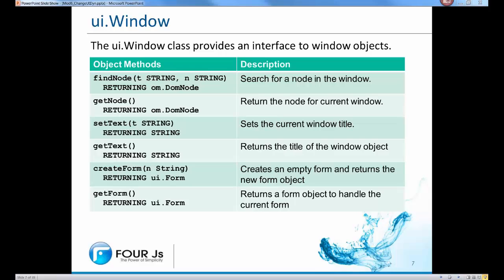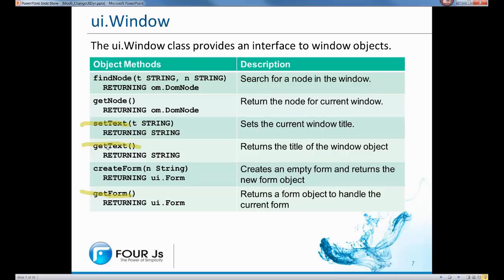Now I want to take my highlighter here and highlight 3 of these that I think you may actually use more. For example, if you want to change the title of your window, you could use the setText method. So I would do w.setText, and it would use that window object and change the title. If you want to get the title of a window, I could use w.getText. It would get that window title and return it in a string.